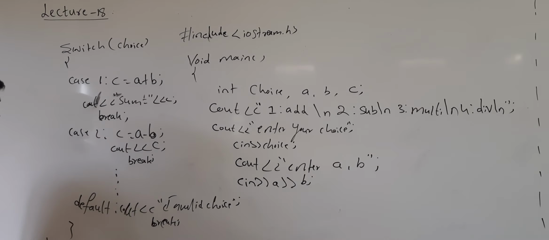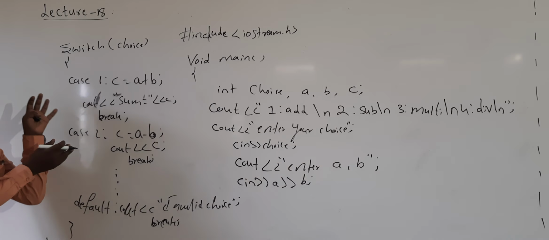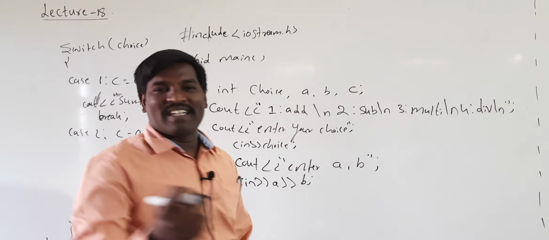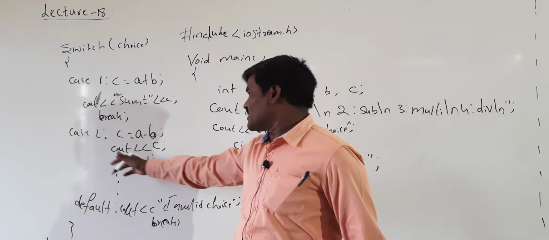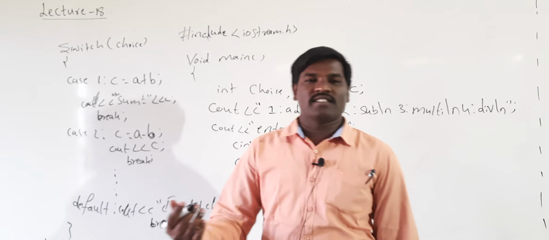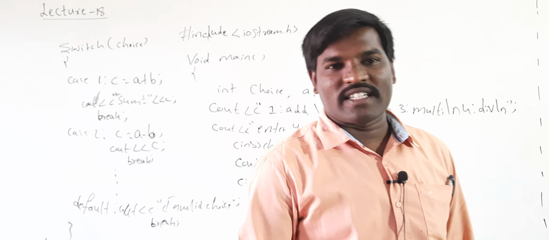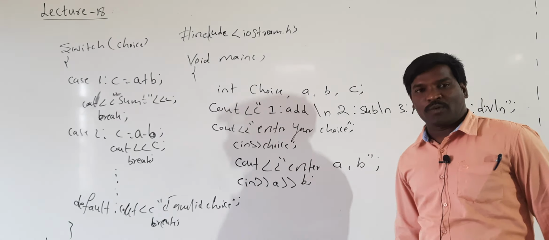So that completes the entire program. I have written case 1 and case 2. We have to complete case 3 and case 4. So case 3 is C is equal to A into B, cout of C, break. In the same way case 4. Okay. Now I have to explain the program.